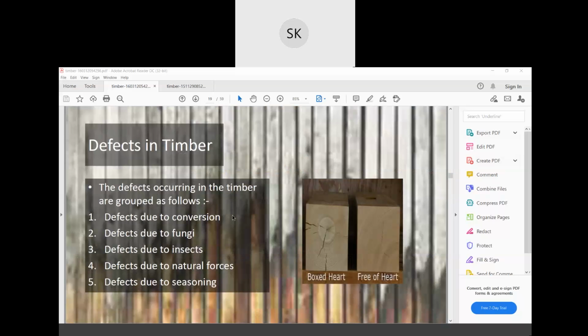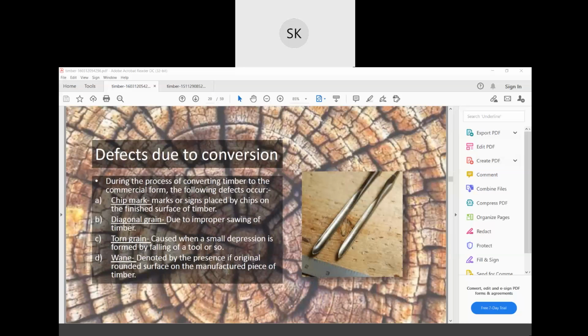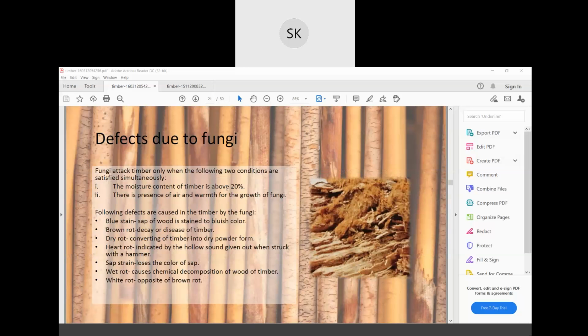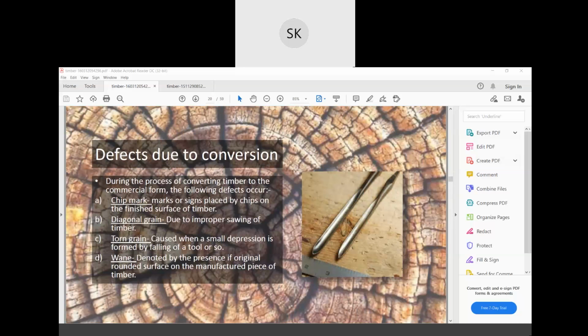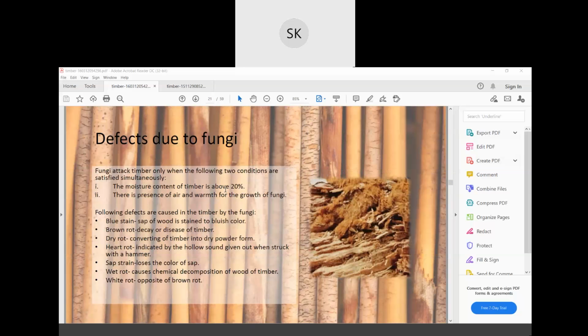The defects that occur in timber are grouped as follows: due to conversion, if you convert from one form to another; due to fungi, insects, natural forces, or due to seasoning. Due to conversion, during the process of converting timber to the commercial form, the following defects can occur: chip mark, diagonal grain, torn grain, and wane. So these are some defects when you convert timber to some commercial product. I'll share this PPT. Just read it once. If you don't understand, then we'll discuss in the next class.